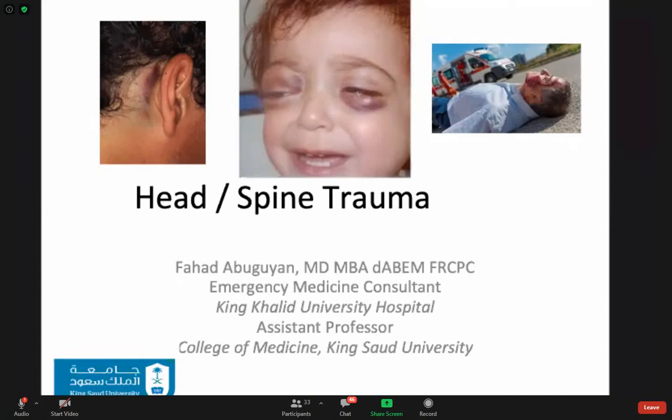بسم الله. هذه الهيد وسباين تروما. الجول في هذه المحاضرة إنه to understand the head and spine traumas and the main goal of managing these patients.